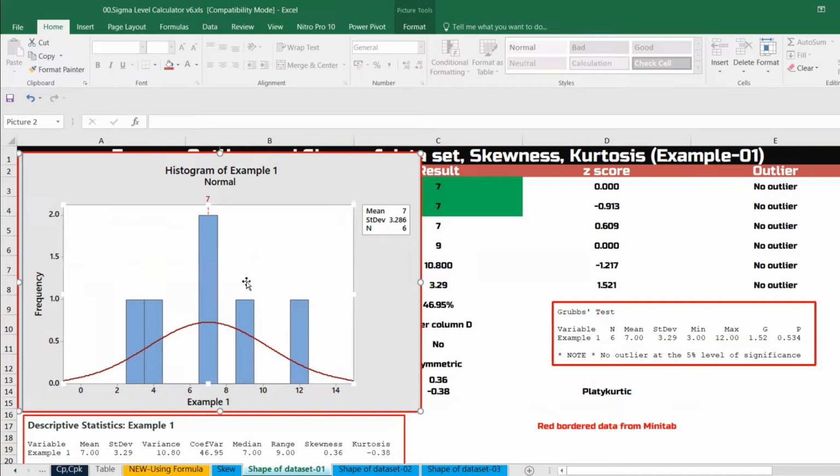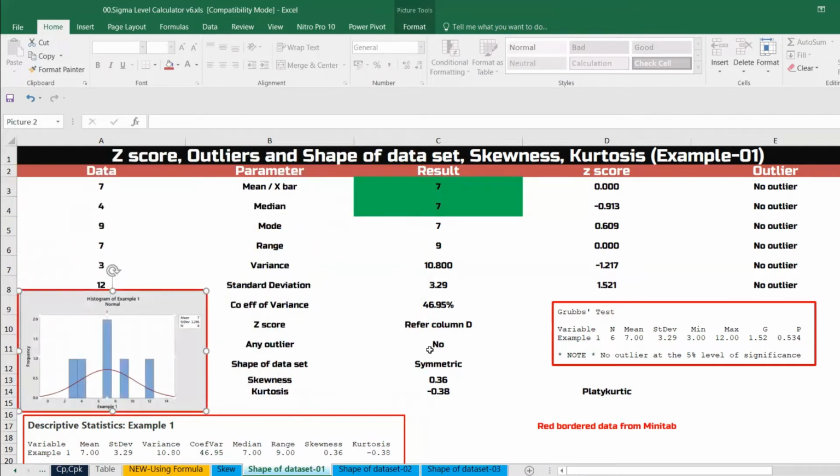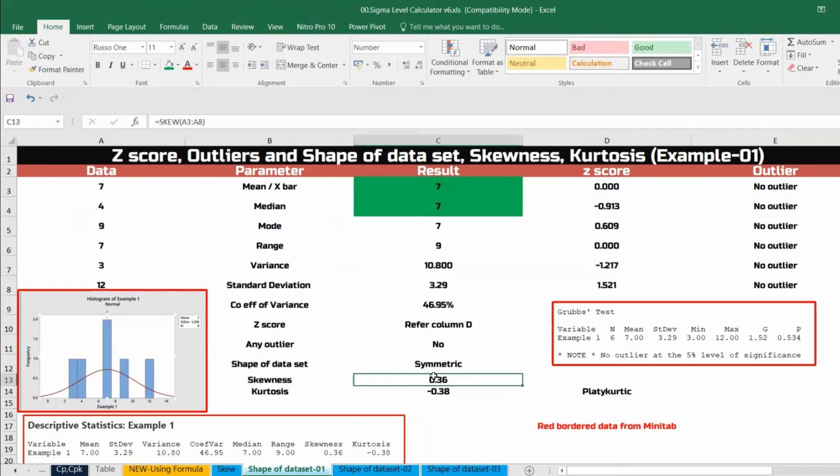It has been distributed almost 50-50 percentage, right? So this is the reason it's called symmetrical. Symmetrical is said when mean and median are equal. So if you do that skew formula, there will still be small skewness, right?